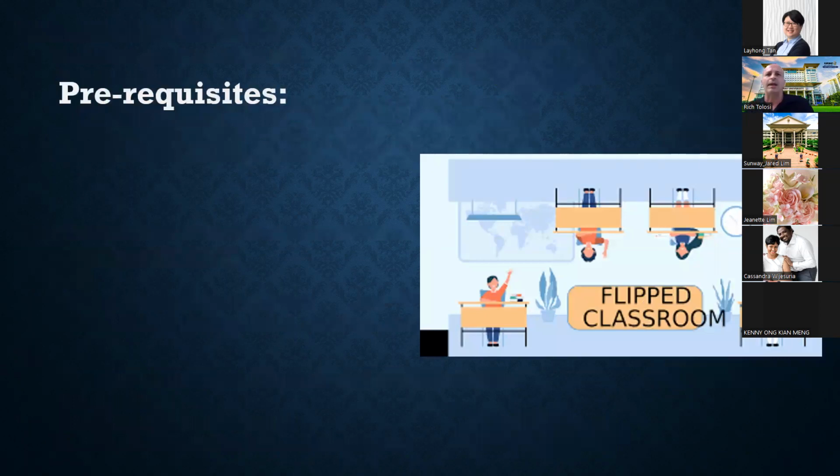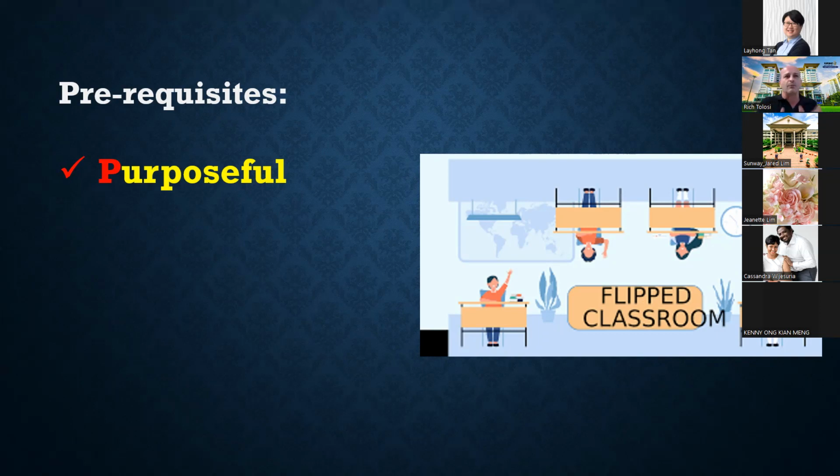Now, when we think about a flipped classroom, we really need to think through what it is we're doing when we want to do a flipped classroom lesson. First of all, there are some prerequisites that we need to think about. The first one is that it is purposeful. That we ourselves as a teacher, educator, have a clear purpose in mind for this flipped classroom lesson. And we need to make sure that that purpose is clear to our students, that they understand what the objective is, what the goal of this particular lesson is.